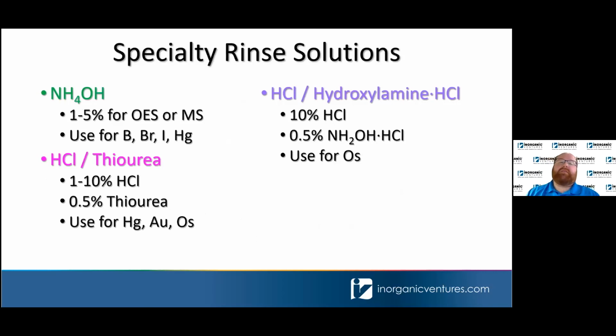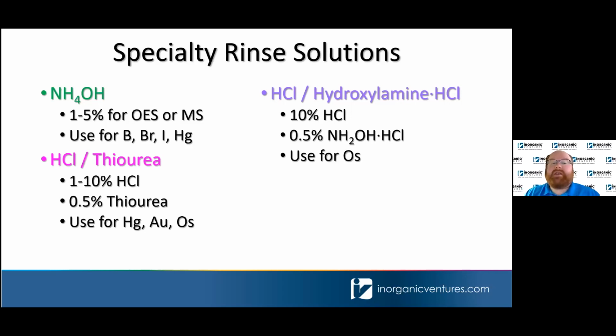There are a few specialty rinse solutions I think are worth mentioning. The first one, of course, is ammonium hydroxide. Most of us will rinse our ICPs with an acid solution, but if you switch it up to a basic solution, you'll get some benefits. If you're on an OES or a mass spec, it doesn't really matter. 1 to 5% should be a good place to start. But you can use this for boron, bromide, iodide, and believe it or not, mercury. It works a whole lot better for mercury than I ever expected.